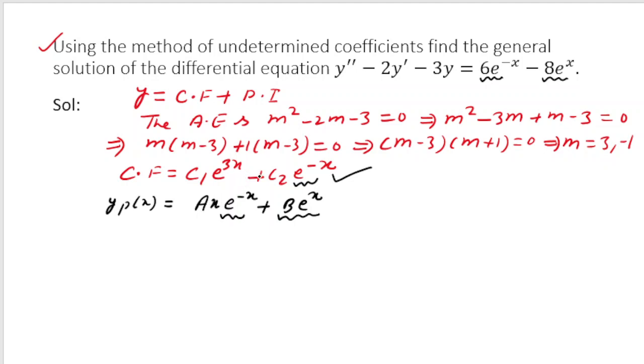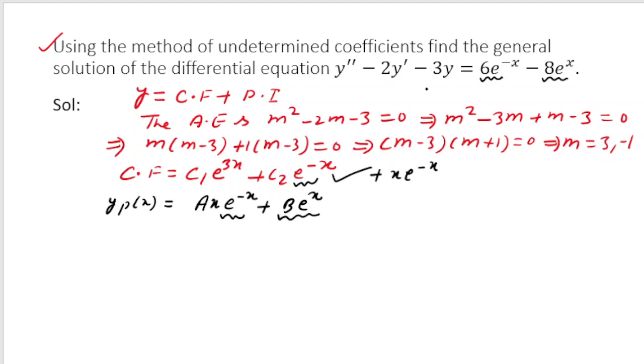When I say suitable power of x, it means that suppose in some problem x e to the power minus x is also present in the complementary function, right? Just for the sake of argument, I will delete it later. Suppose this term is also present, x e to the power minus x multiplied by some other constant.